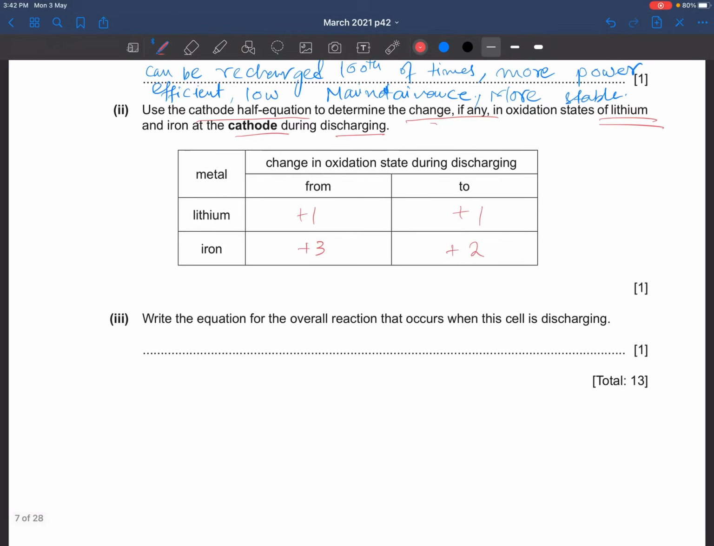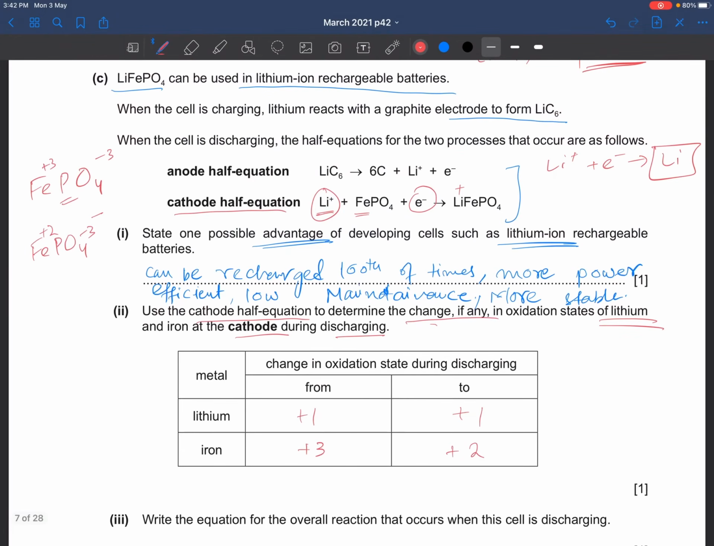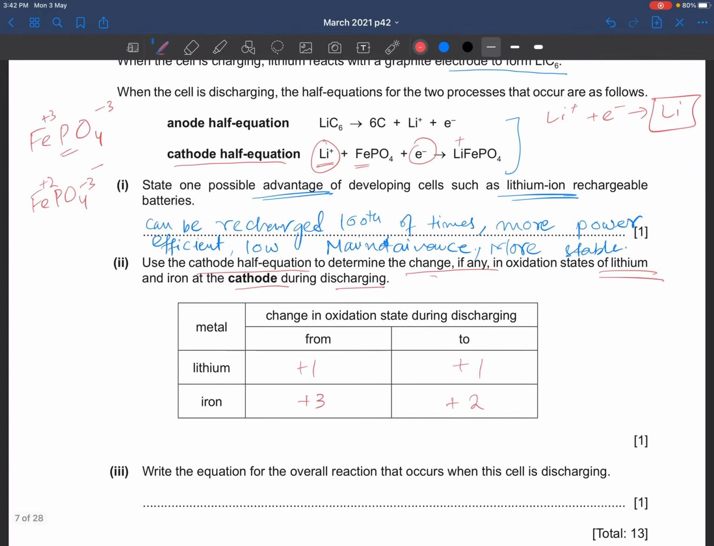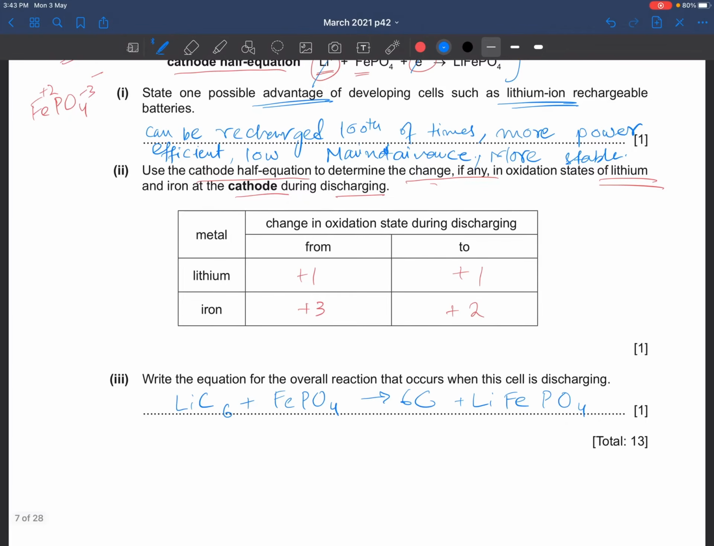Write the equation for the overall reaction that occurs when this cell is discharging. For the overall equation, you can say that Li+ would be cancelled with Li+, and the electron on the reactant side would be cancelled with the electron on the product side, and all we are left with is LiC6 plus FePO4 makes 6C plus LiFePO4. So this question is now completed.